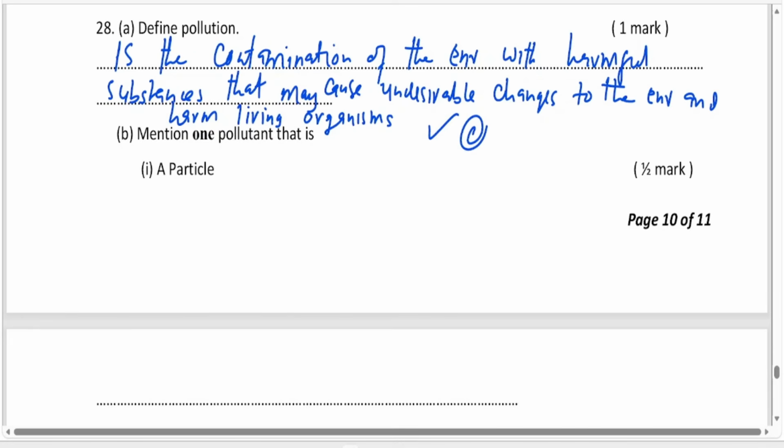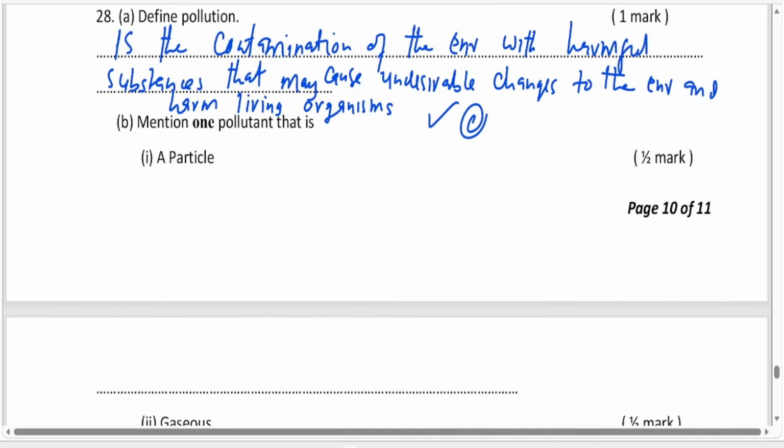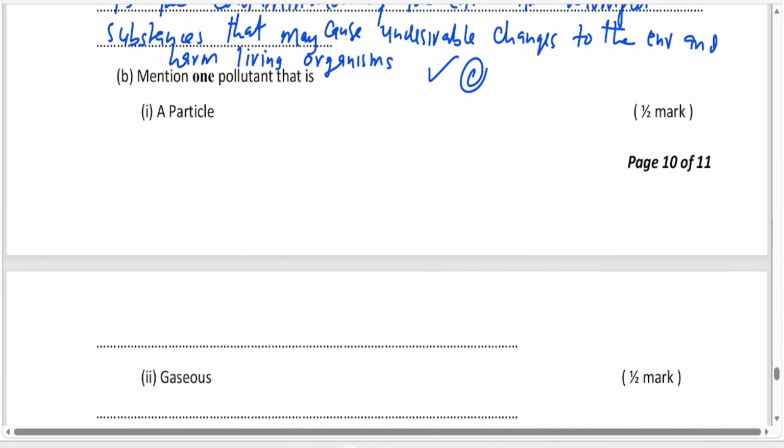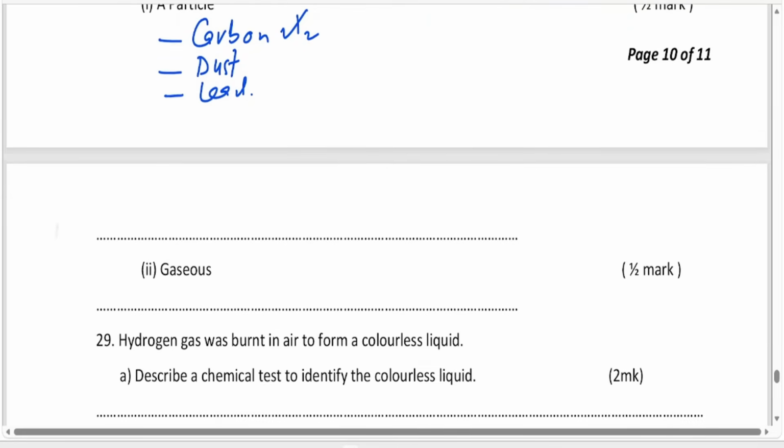Mention one pollutant that is a particle. You have many forms of pollutants. Most of them are in form of particles. For instance, carbon, lead, dust particles. So we may have carbon, dust, lead. Any one will give you a mark.